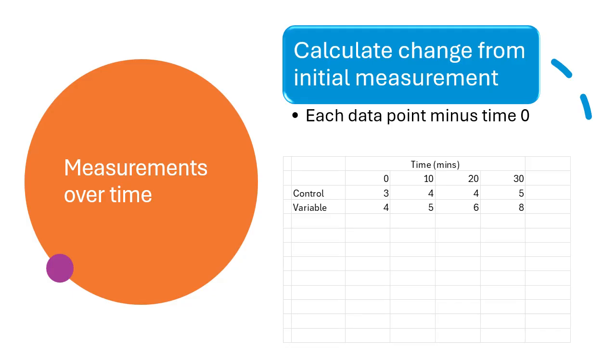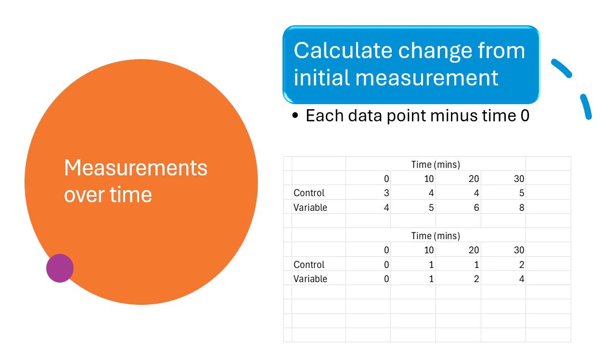Let's start with measurements collected over time. In this case, we have a measurement at the start of the experiment, which we'll call time zero, and then one or more measurements after defined periods of time. With these data, the thing that we're looking for is how much did our measurements change from what they were at the beginning. To do this, we're just going to subtract the time zero measurement for that condition from each of the later measurements. So the control time zero gets subtracted from each control measurement at each time point. And the variable time zero gets subtracted from each of the variable measurements.